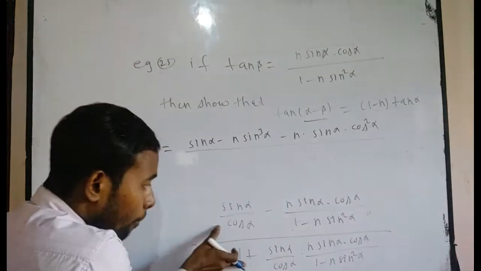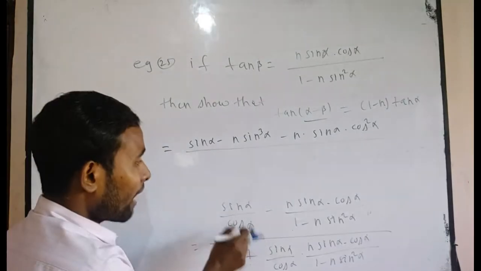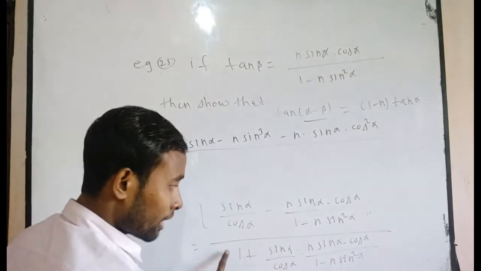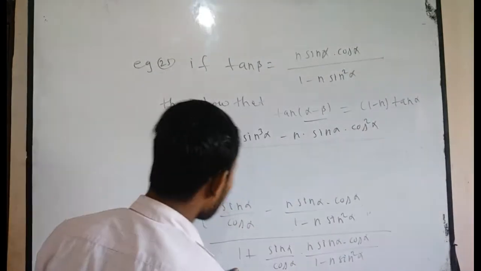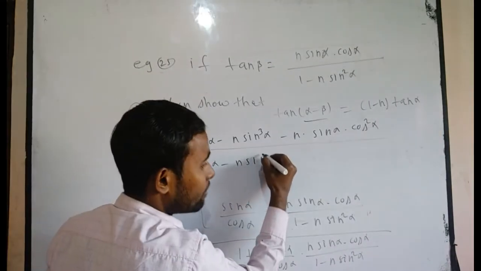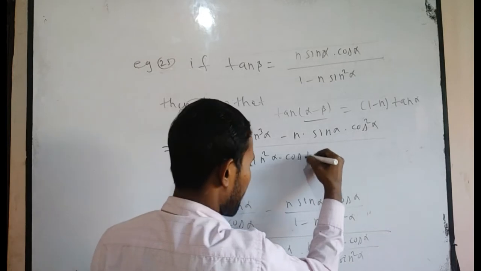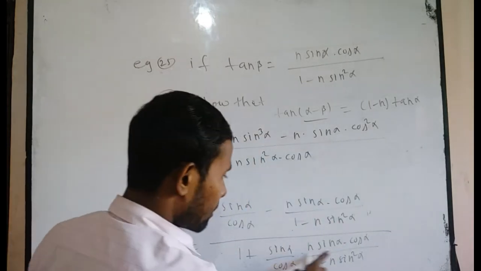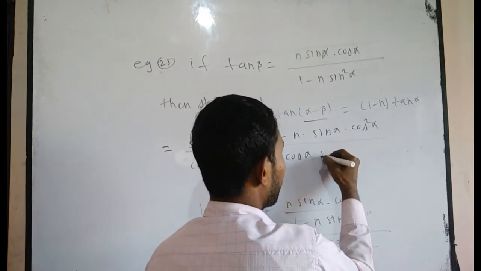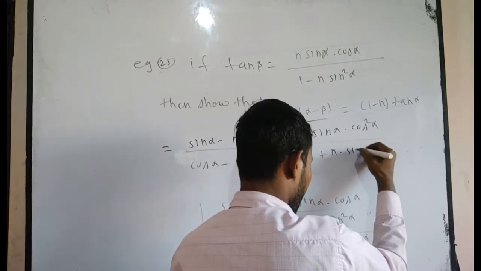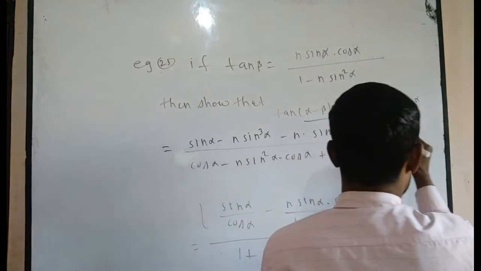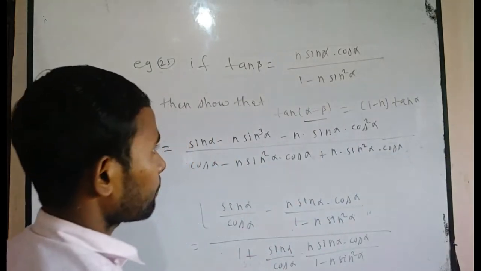After writing it, both terms will be cancelled out. So I want to write the numerator of this and the numerator of this expression. So you can directly write here cos alpha minus n times sin square alpha into cos alpha, and it will be sin alpha minus n times sin square alpha into cos alpha plus n times sin square alpha into cos alpha. This is your final expression.